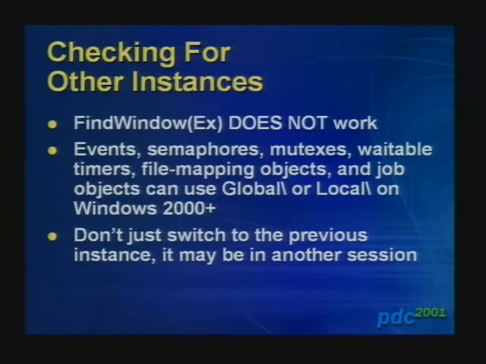Events, you can use like mutex and events and semaphores. Those things by default are localized to your session. So if you want to have a global mutex, for example, to determine if somebody else is running, then the name of your mutex has to be appended with a Global backslash path, essentially, to that particular mutex. And that will work on all operating systems that are Windows 2000 and up. They will get ignored for other operating systems. And don't switch to previous versions of your application, because that might be running in a different session.